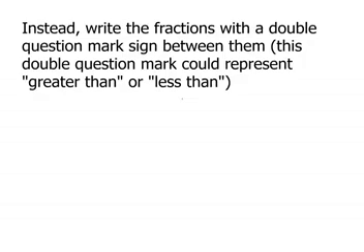Instead, write the fractions with a double question mark sign between them. This double question mark is sort of an unknown for the relationship between them, and it could represent either greater than or less than. So we have 7/11, double question mark, 5/8. And we know there's an inequality between them. Now we get in trouble if we multiply or divide by a negative, but fortunately everything here is positive. So multiplying by positive numbers and even cross multiplying is not going to change that inequality at all.